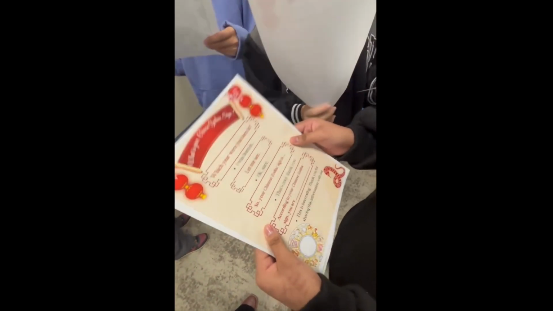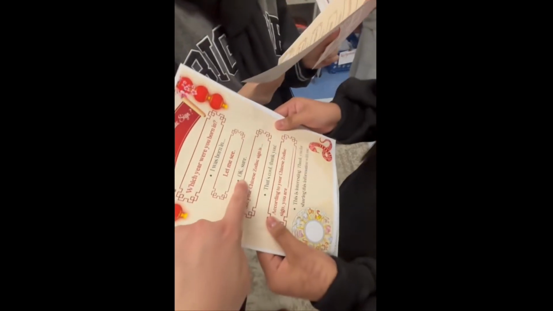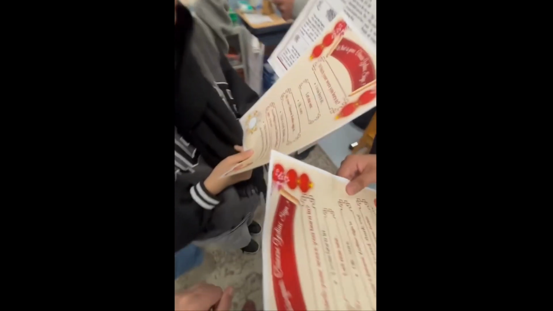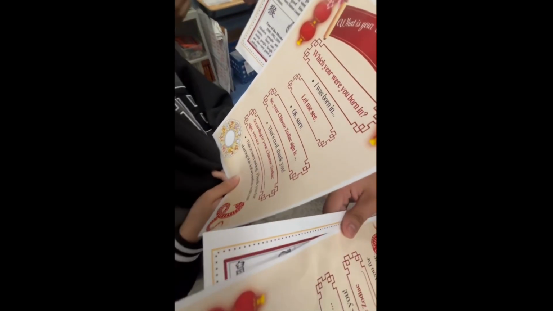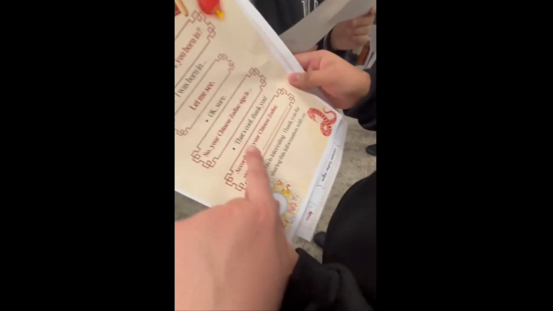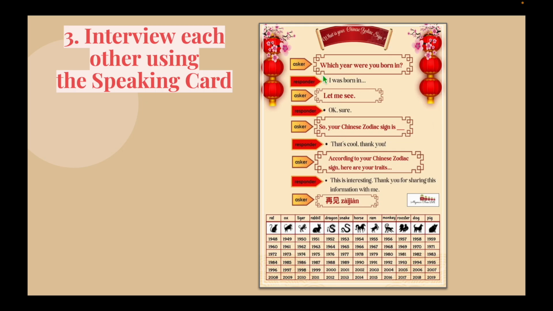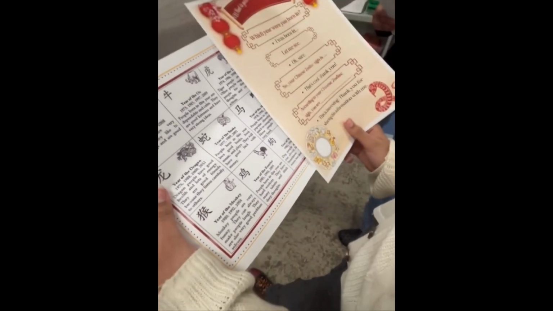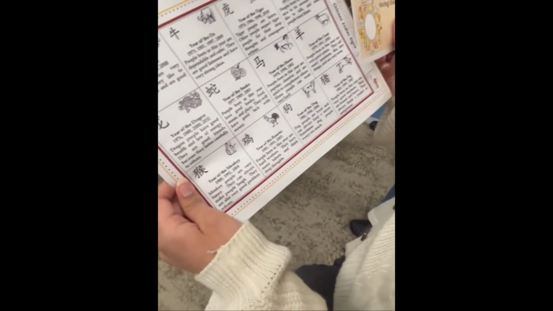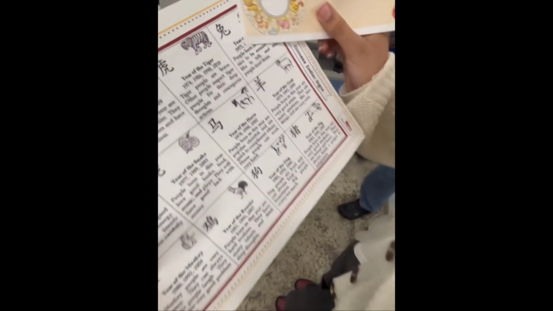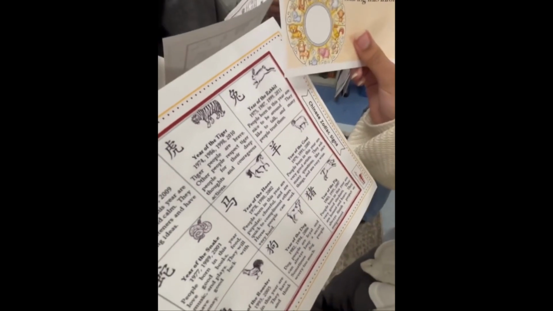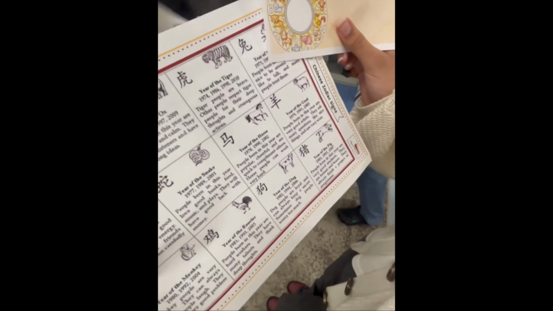2010. Let me see. 2020. Okay, sure. So your Chinese zodiac sign is tiger. That is good. Then they switch, and the asker becomes the responder, and the responder becomes the asker. So your Chinese zodiac sign is rabbit. That's cool, thank you. According to your Chinese zodiac sign, people born in this year are nice to be around. They like to talk, and many people trust them.